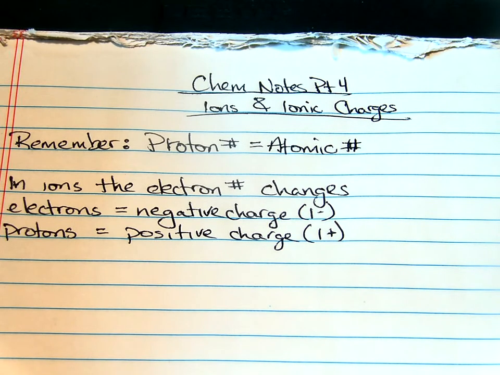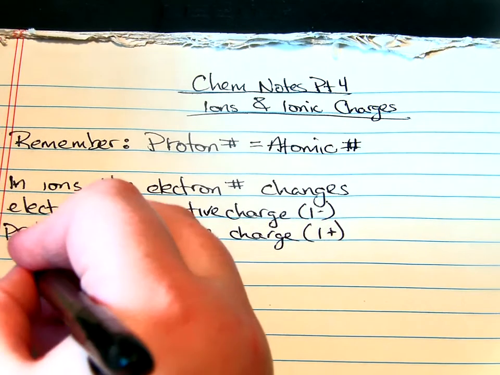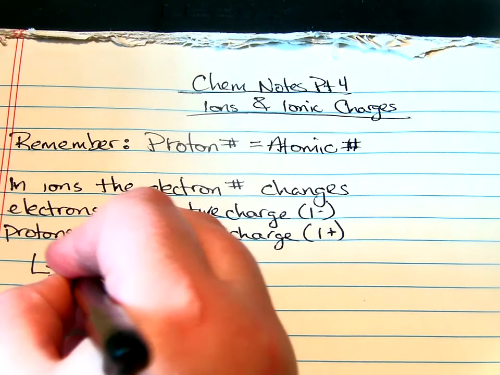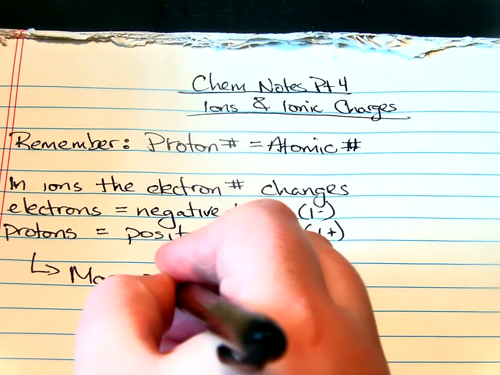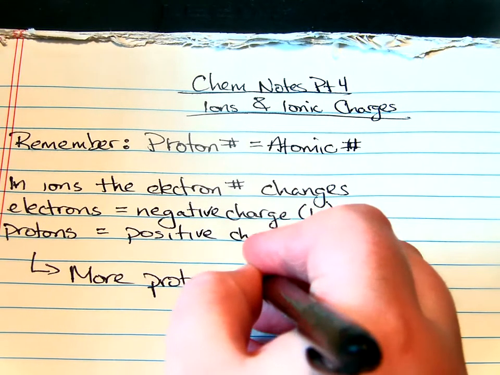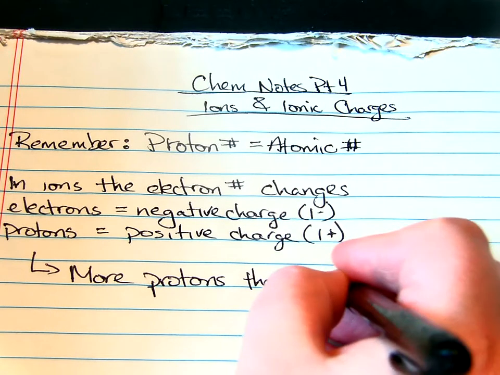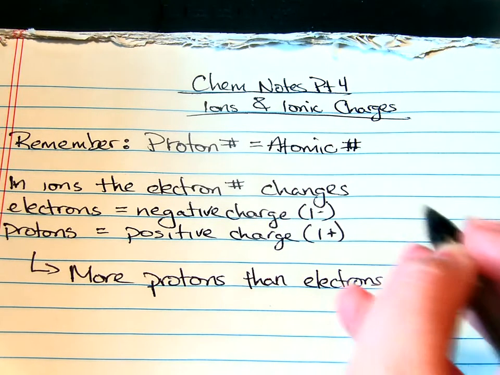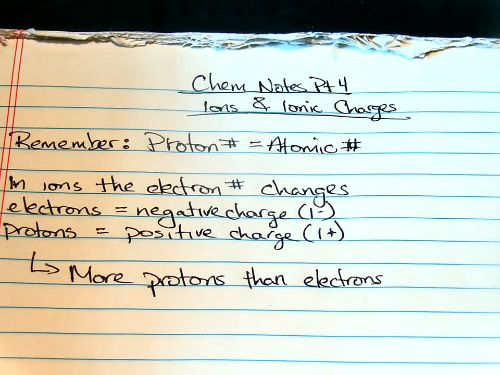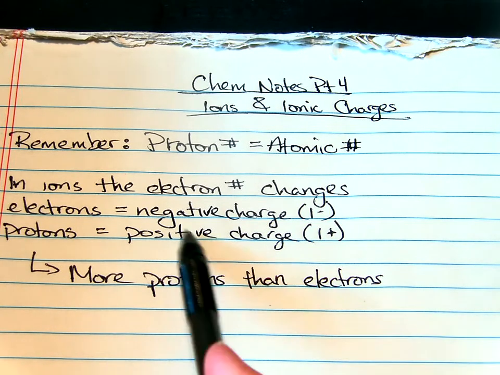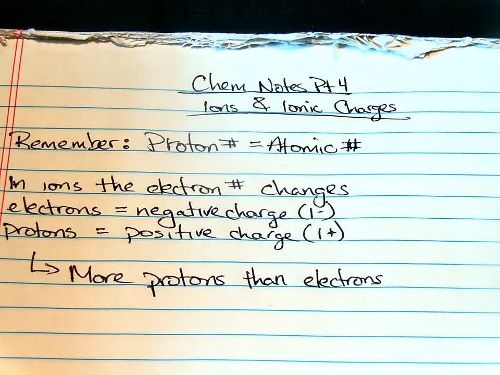Okay? So what that means is if you have more protons than electrons, what is your charge going to be? I'm going to give you a second to think about that. If you have more protons than electrons, you have more of this positive charge than a negative charge, what are we going to have? Okay. What you are going to have is a positive charge overall.